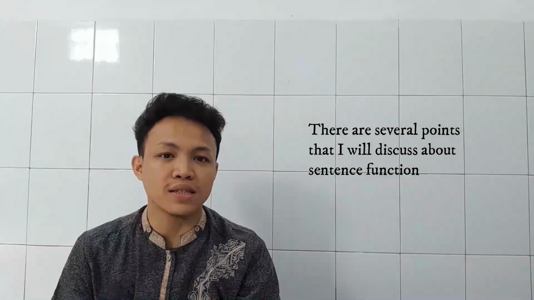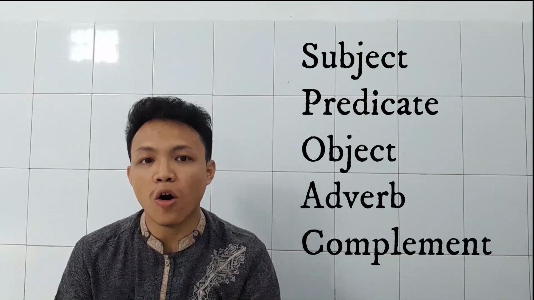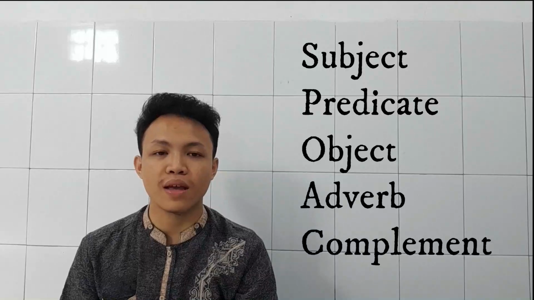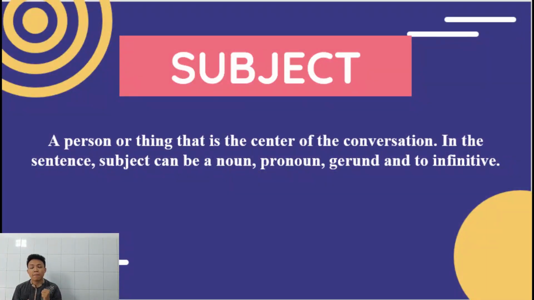There are several points that I will discuss about sentence function. Those points are subject, predicate, object, adverb, and complement. Subject is a person or thing that is the center of the conversation. In a sentence, subject can be a noun, pronoun, gerund, and infinitive.